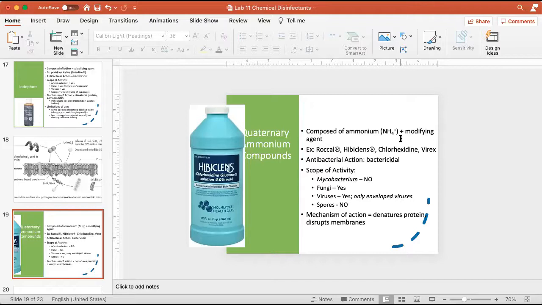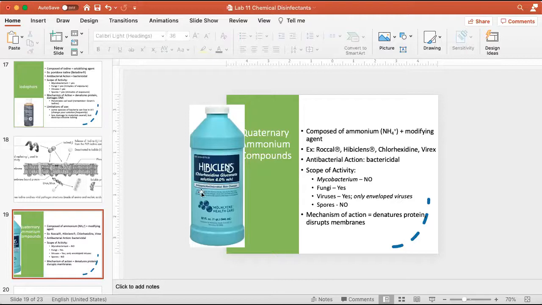There are lots and lots of brand names of these compounds. Again, Hibiclens is one. There's one called Virex. That one's very commonly used in hospitals, long-term care facilities. You'll see Virex used. Rocal is another brand. This one I've seen more in veterinary application. Animal hospitals, animal shelters will often use Rocal as their disinfectant. Very, very common.